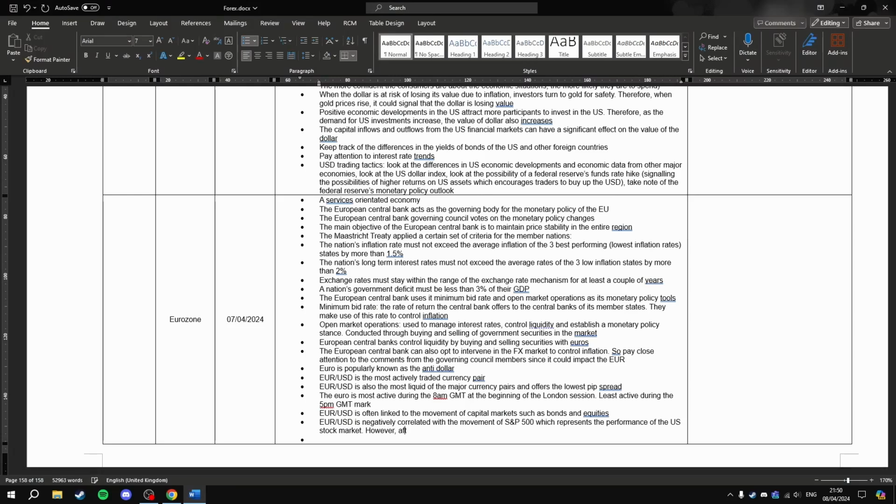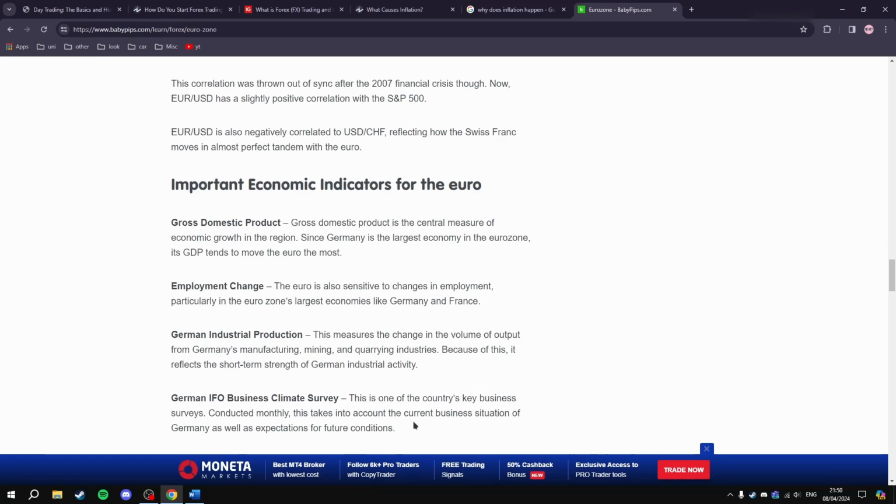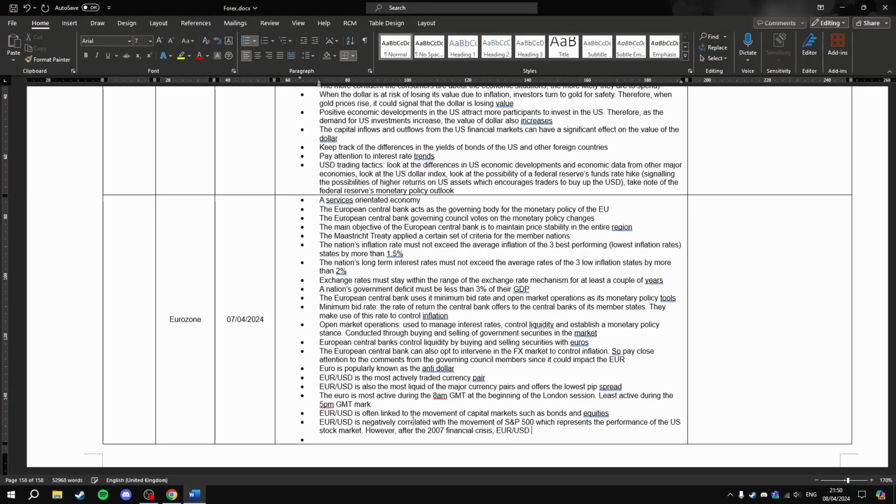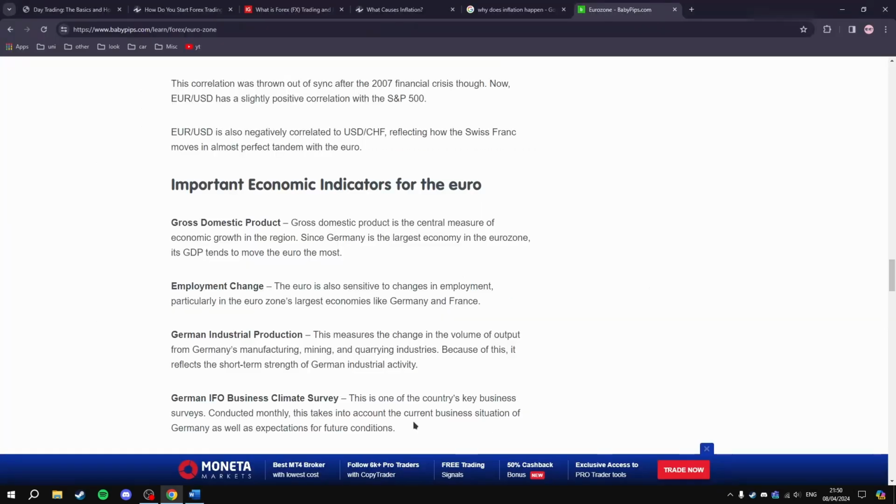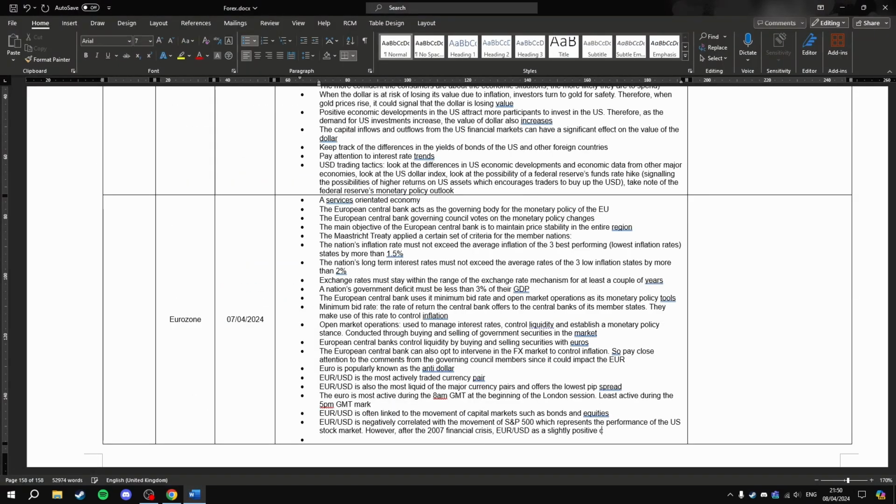However, after the 2007 financial crisis, EUR/USD has a slightly positive correlation with the S&P 500.